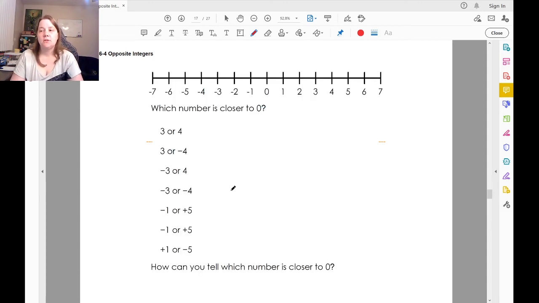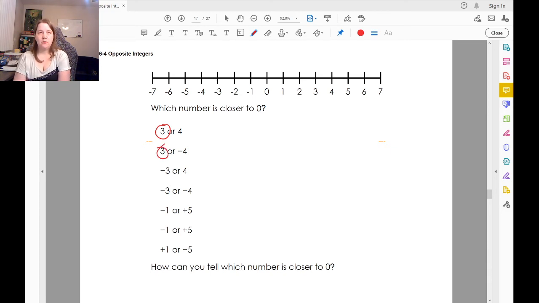Which number is closer to 0? Well, which number is closer to 0? 3 or 4? 3 is closer to 0. Go ahead, take a minute to figure this out, and we'll talk about it when you come back. Welcome back. 3 or negative 4. 3 is 3 steps away from 0. Negative 4 is 4 steps away from 0. So 3 is still closer to 0.